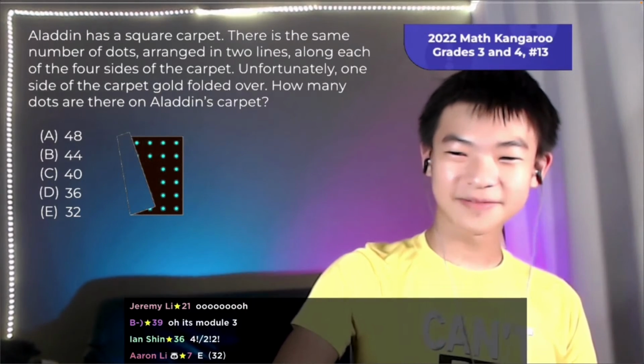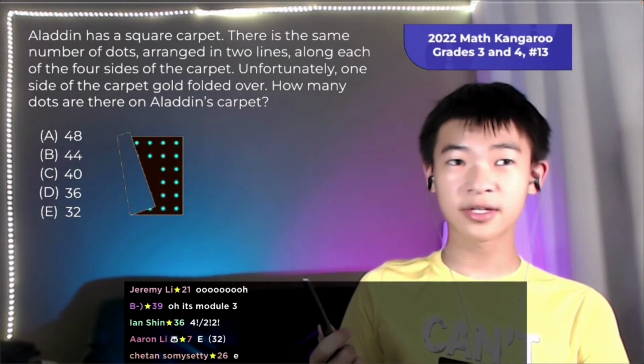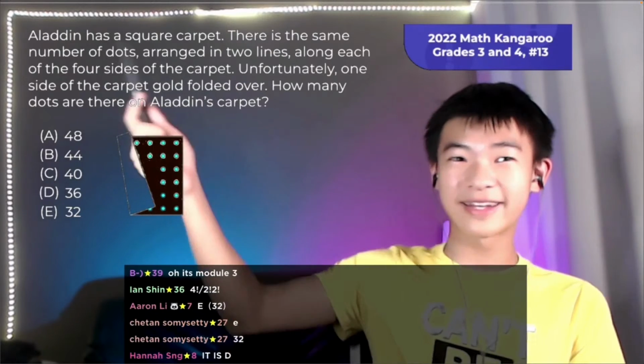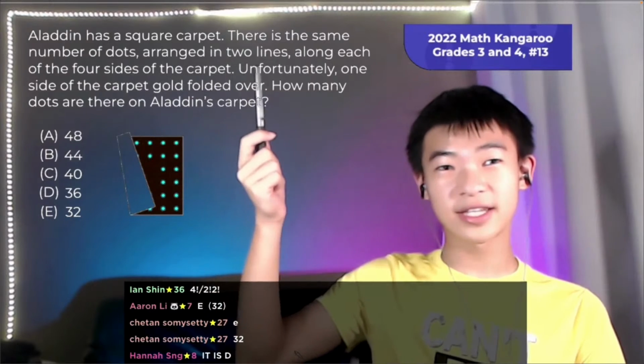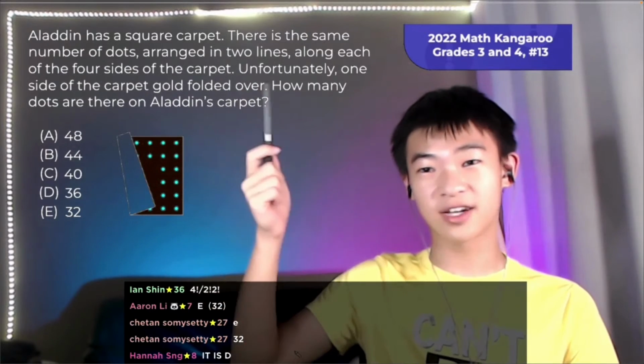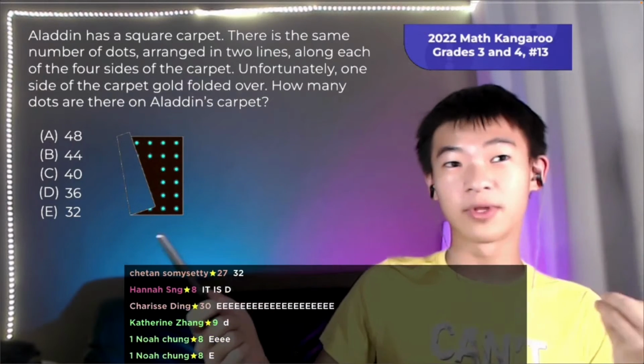Okay, so the first thing I want to focus on in this question is just the first 2 sentences. Aladdin has a square carpet. There is the same number of dots arranged in 2 lines along each of the 4 sides of the carpet. We have a hint of what that sort of carpet would look like in this.